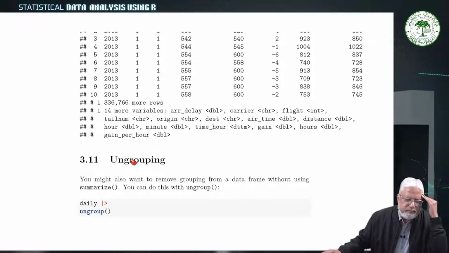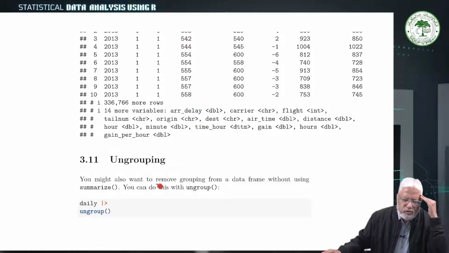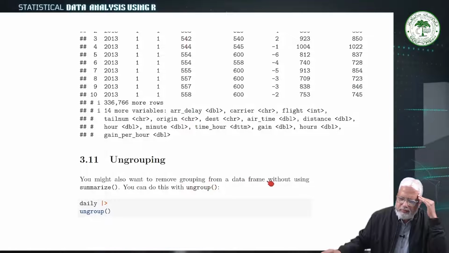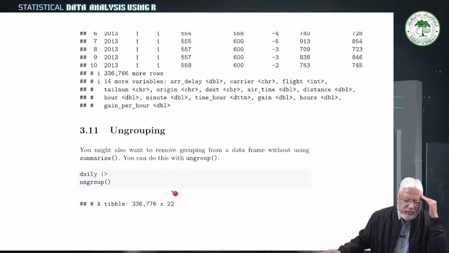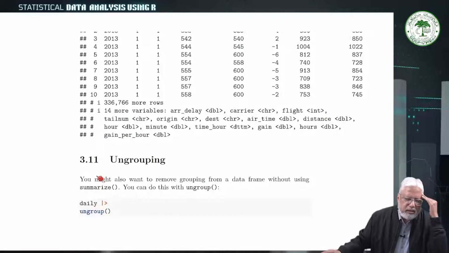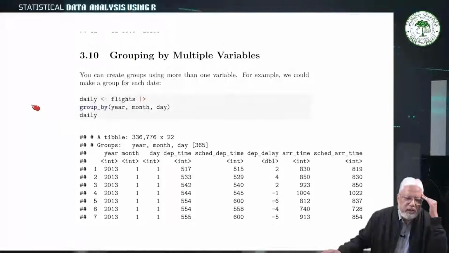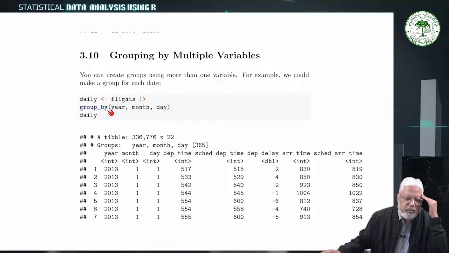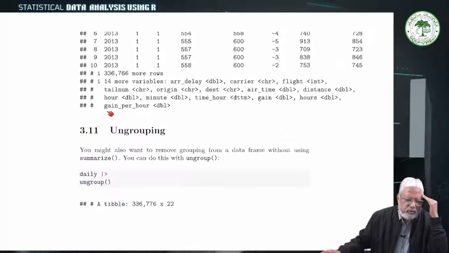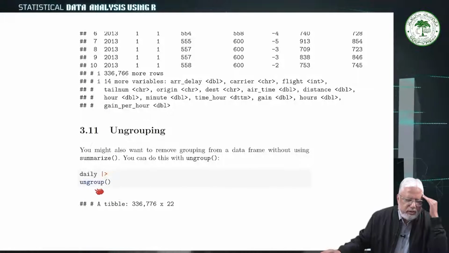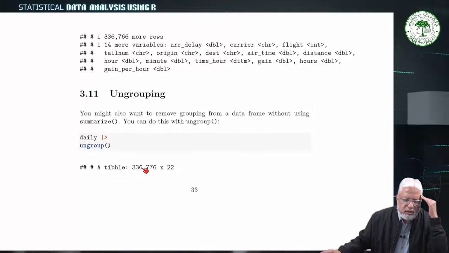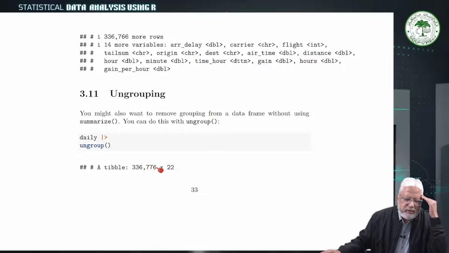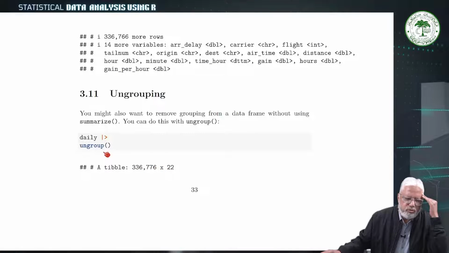Ungrouping. You might also want to remove grouping from the data frame without using summarize. You can do this by using ungroup. Here we have made the grouping, the daily object. It is group by, and then we want to make ungroup. So daily, and we are using the pipe, ungroup. So it reaches the actual number of 336,776 by 22. So it is ungrouped.